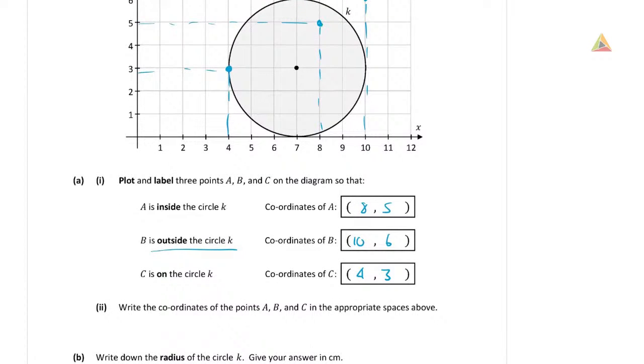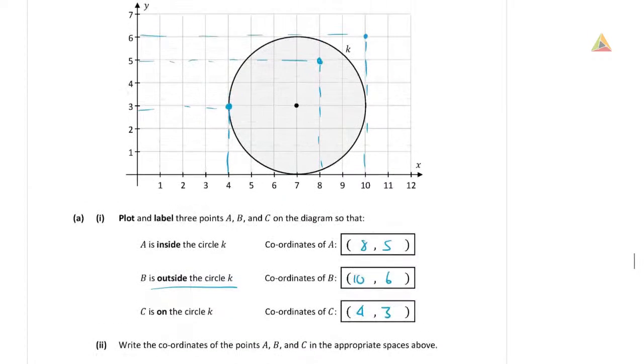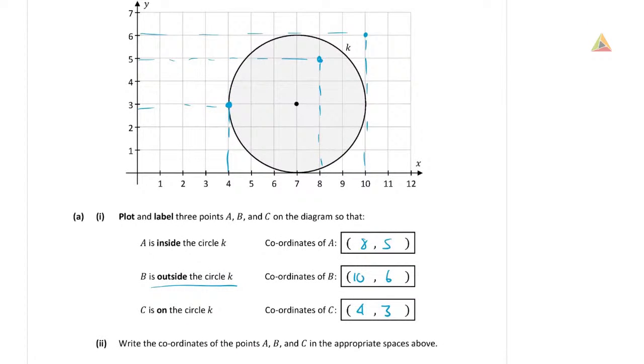Write the coordinates of A, B, and C in the appropriate space above. So that's what we've done. Plot and label 3 points first. So probably label those. Inside the circle, that's going to be A. Outside the circle, which is B, and on the circle, which is C.